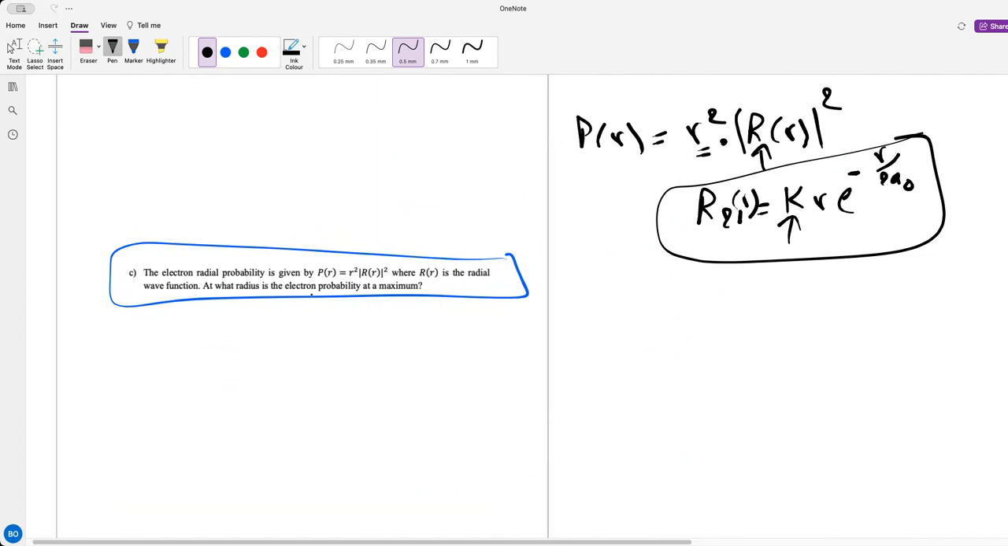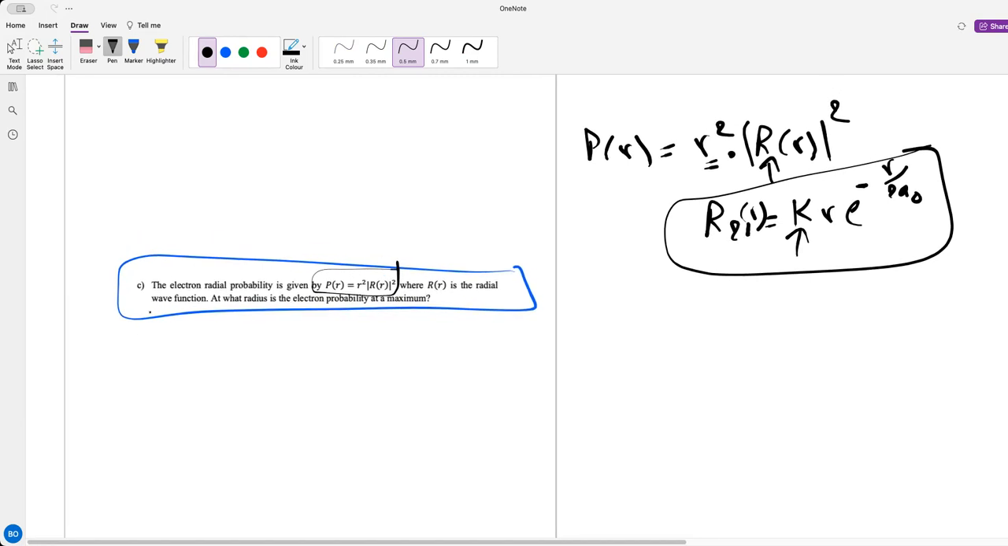The electron radial probability is given by this, where R is the radial wave function. At what radius is the electron probability at a maximum? So we want to find the maximum of this probability. What do we have to do? How do you find the maximum of a function? Yeah, so you derive and you set it equal to 0. So to find the maxima, you have to derive this function with respect to r.